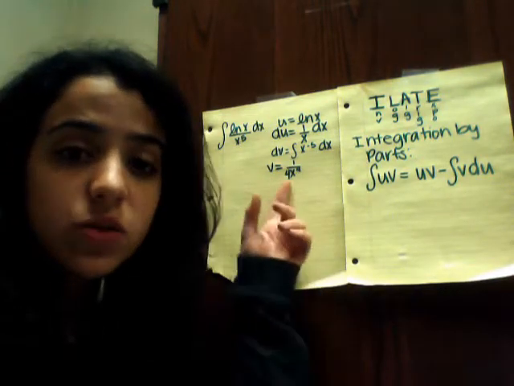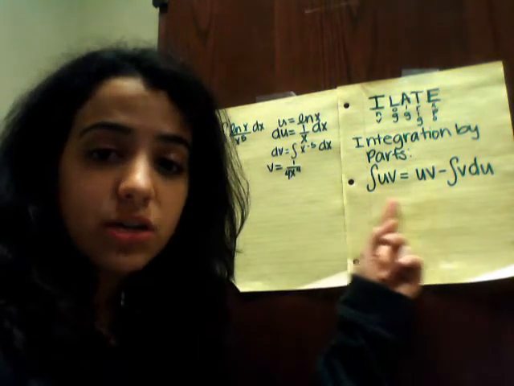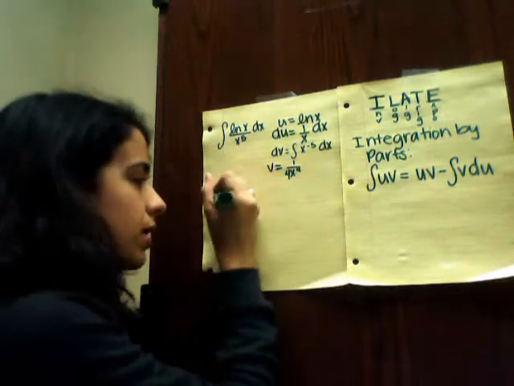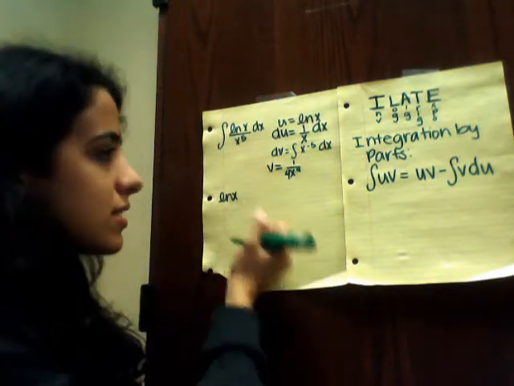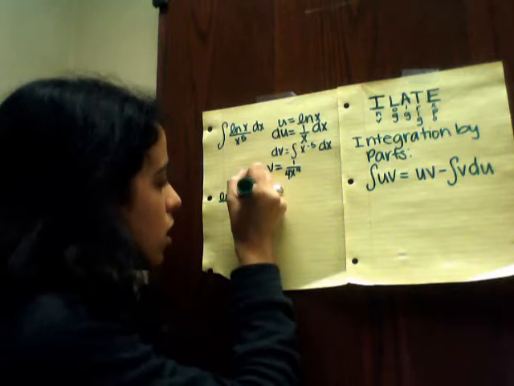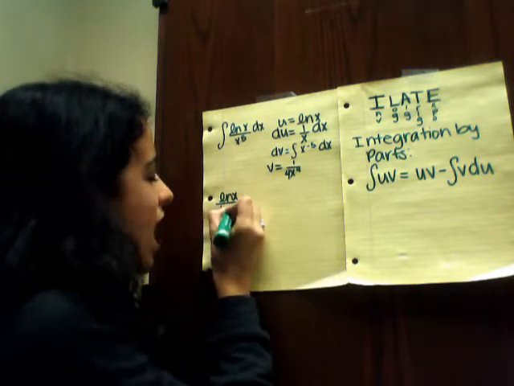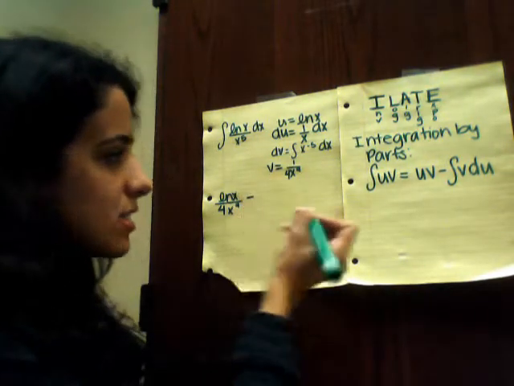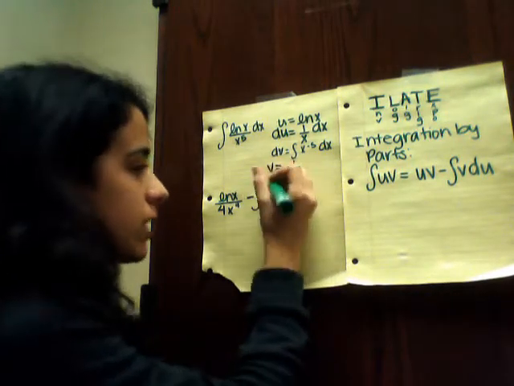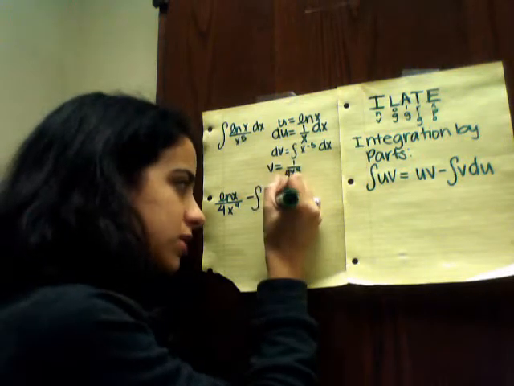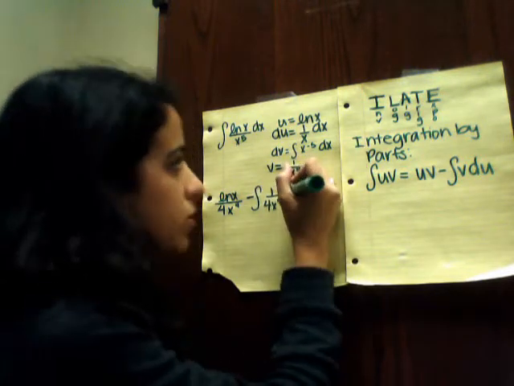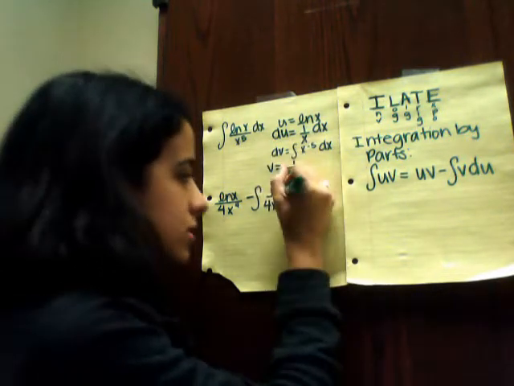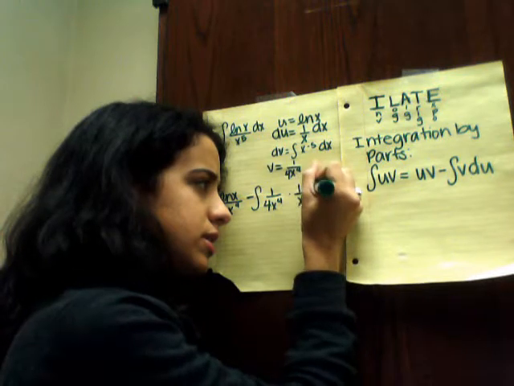Okay, so these values, what we're going to do is substitute them into the integration by parts equation. So first we need to substitute u, so we're going to have ln x times negative 1 over 4x to the 4th power, minus the integral of v, which is again negative 1 over 4x to the 4th power, times du, which is 1 over x dx.